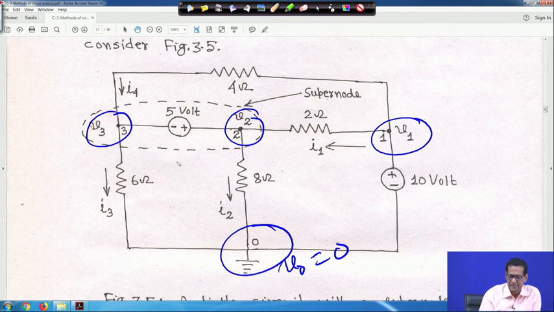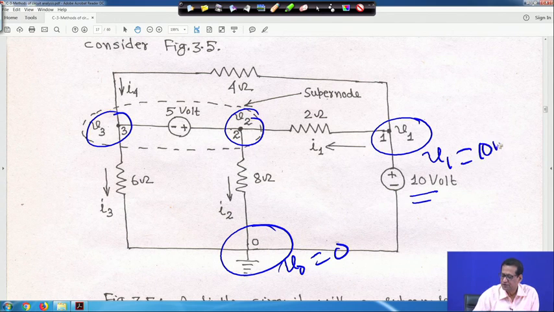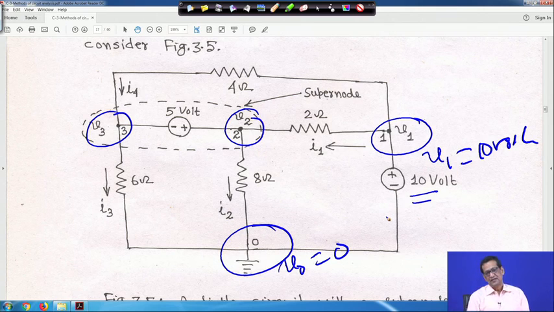Now, before coming to this super node concept, this is the nodal voltage V 1 and a 10 volt source is connected here, and this datum node or reference node voltage is 0. So, basically here V 1 actually is equal to 10 volt, right, because this is the only voltage source connected here, right.